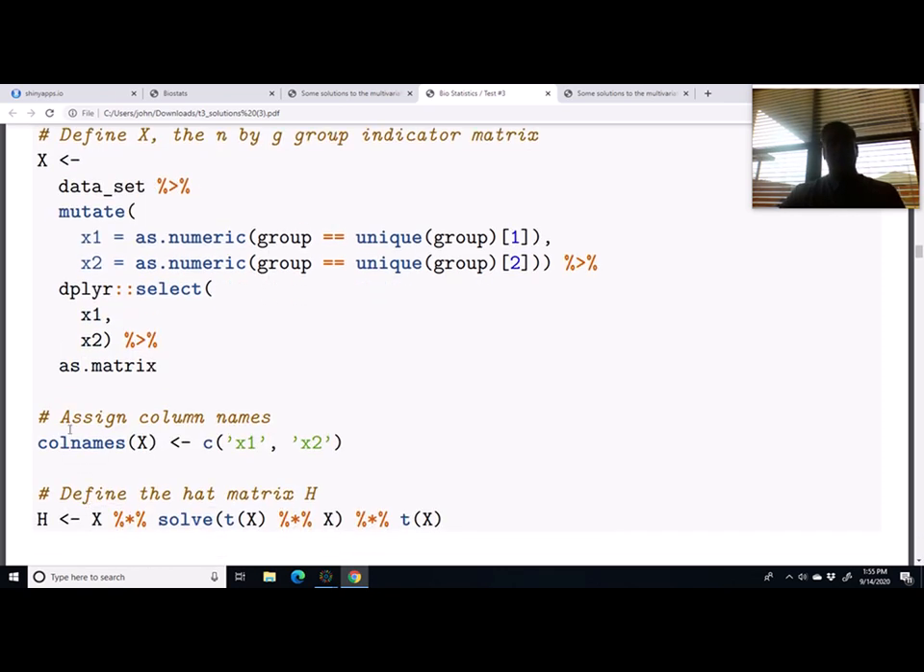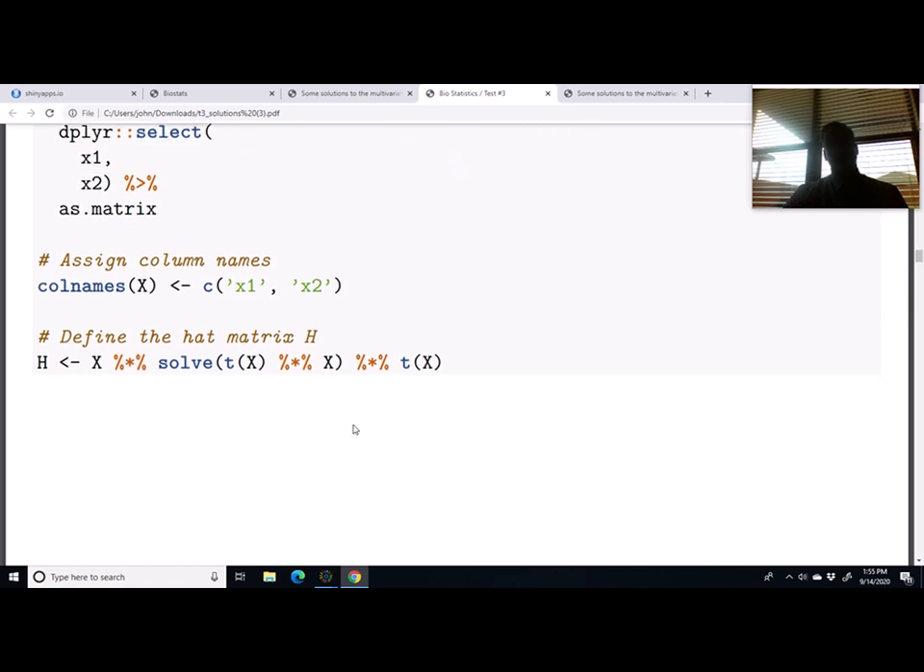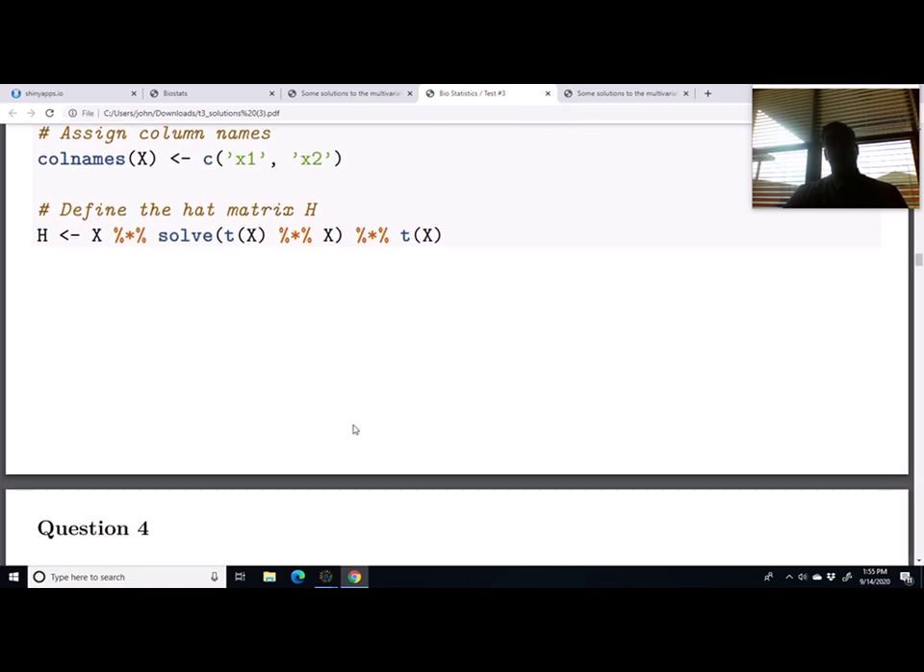Then you could assign column names, and then you can get your hat matrix. This comes from the normal equations when you look at regression. So this here is X times the inverse of X prime X times X prime, and that is coming from the normal equations.